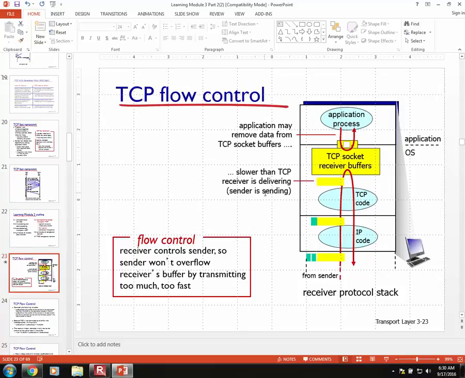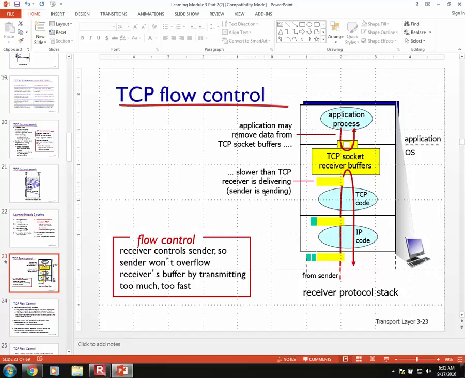Okay, let's talk a little about the concept of flow control. One of the things we want to make sure of, because we want to have reliable data, is that we don't have a situation where a sender will overwhelm the receiver. That'll basically cause too many lost packets, too many retransmissions.